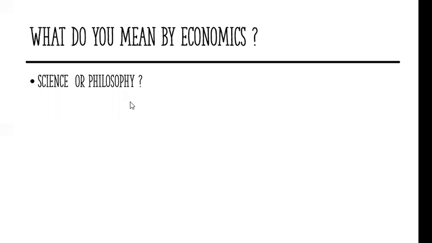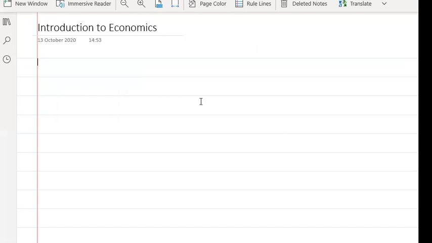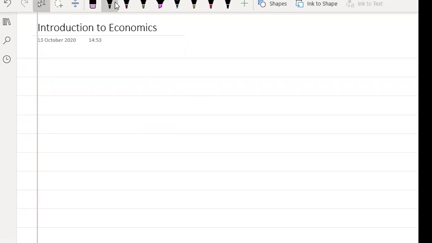So it might sound very bizarre. You may be saying, how can it be the study of both science and philosophy? Now just let me ask you a simple problem. What do we study? Why is economics needed? Think about it. Why do we need economics?